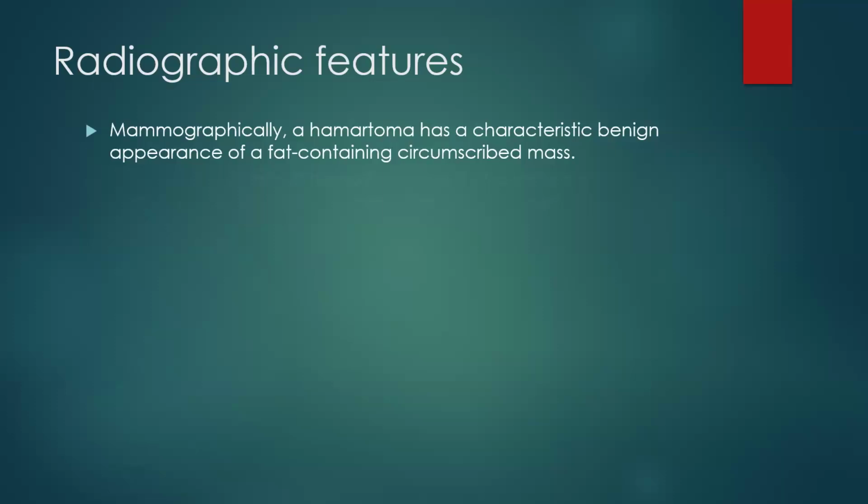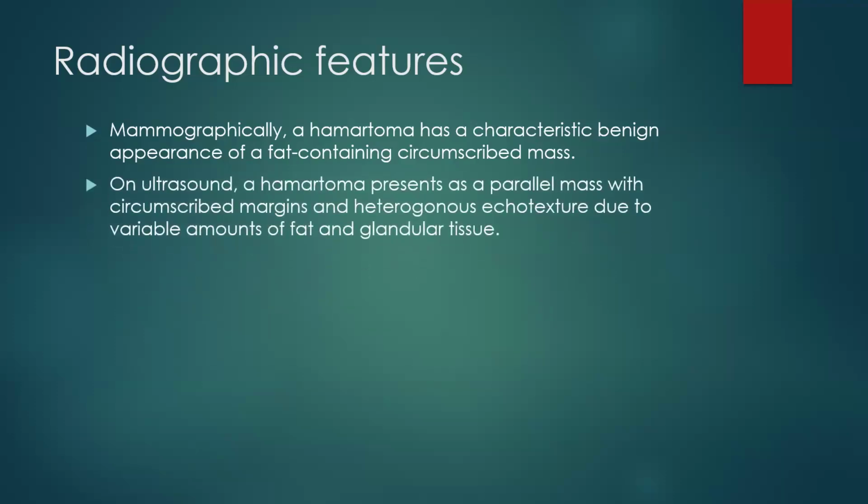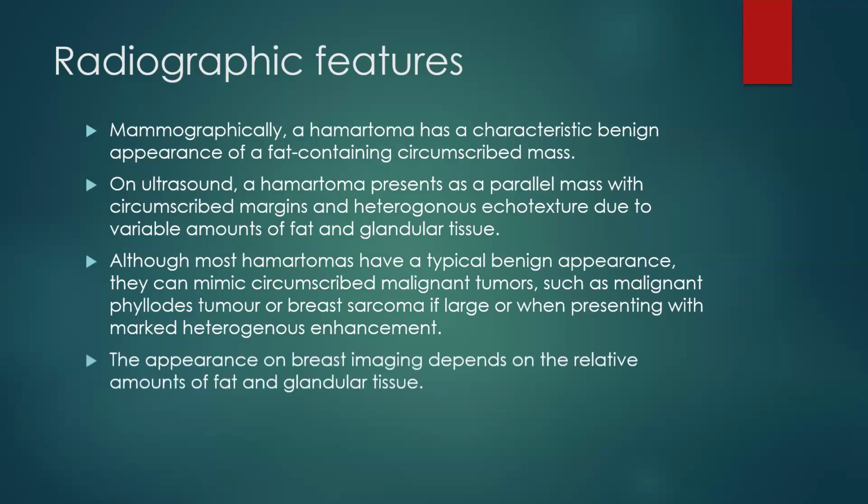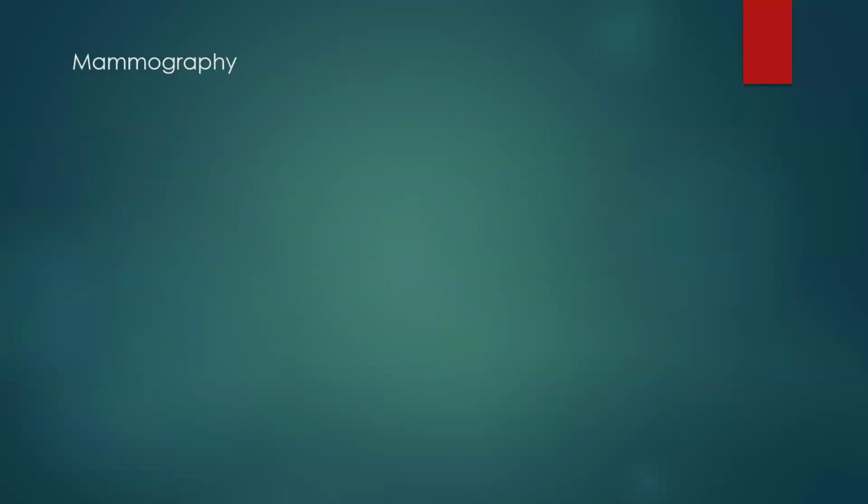Mammographically, a hamartoma has a characteristic benign appearance of a fat-containing circumscribed mass. On ultrasound, a hamartoma presents as a parallel mass, with circumscribed margins and heterogeneous echotexture due to variable amounts of fat and glandular tissue. Although most hamartomas have a typical benign appearance, they can mimic circumscribed malignant tumors, such as the malignant phyllodes tumor or breast sarcoma, if large, or when presenting with marked heterogeneous enhancement and irregularity. The appearance on breast imaging depends on the relative amount of fat and glandular tissue.